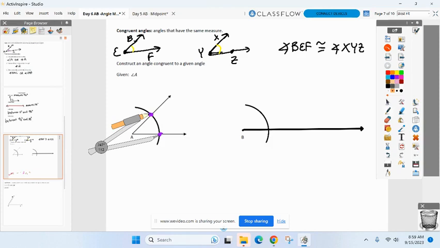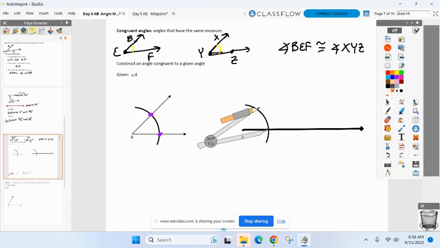And this is what you have to remember to finish this construction. We're going to go back over to the ray now, but I'm not going to go to point B. Watch, I'm going to put my compass point where that first arc intersected the ray. See where I put my compass point? Not on B, where it intersected the ray.